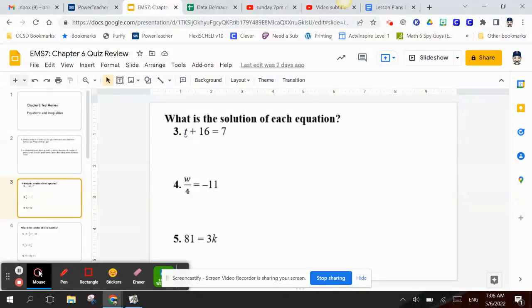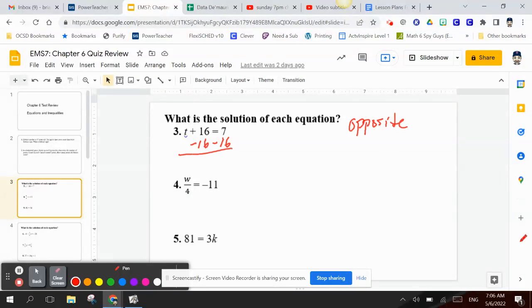Number 3 says, what is the solution to the equation? So we want to make sure we get our variable by itself. In order to do that, I want to think opposite. So t plus 16 equals 7. So I'm going to subtract 16 from both sides. 16 minus 16 is 0. I'm left with t equals 7 minus 16, which is negative 9.